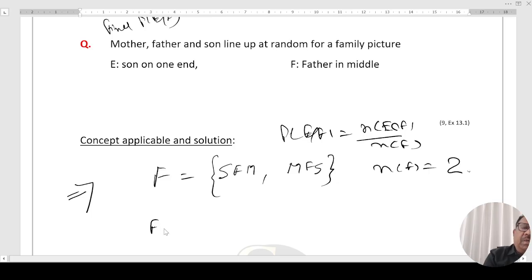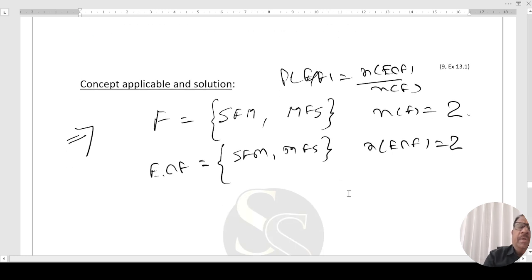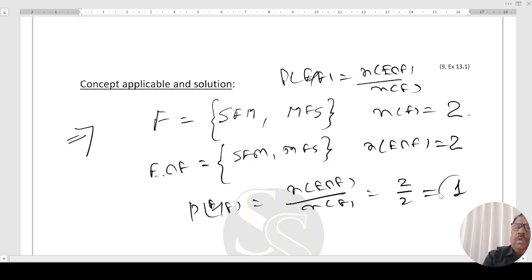Now make the E intersection F. Son on one end, son is at one end. So both are common: SFM, MFS. Right? Therefore, n(E ∩ F) equal to 2. Then probability P(E|F) is n(E ∩ F) over n(F). That is 2 by 2, that is 1. This is the answer.